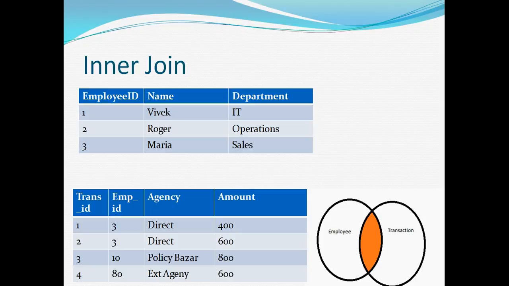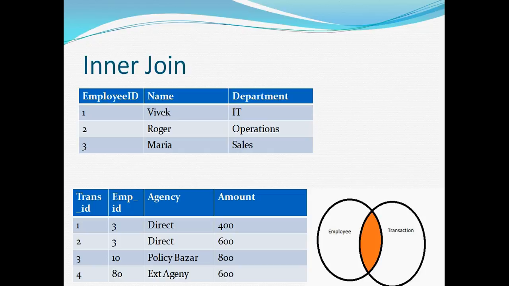So guys, understand these two lines very clearly. An inner join, which is also sometimes called a simple join or equi-join or just join, in order to have records in this particular orange area, the column which is being used for the join, here the column is employee ID, that particular value should persist in both the tables.